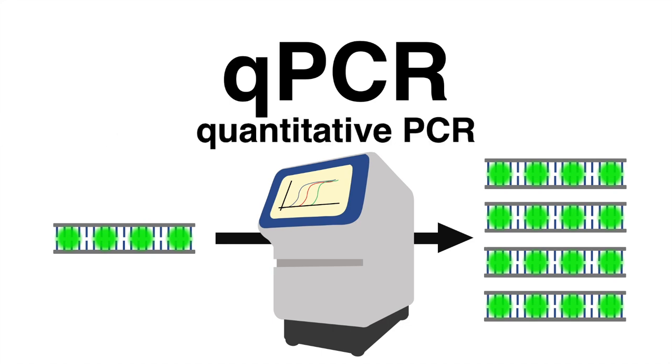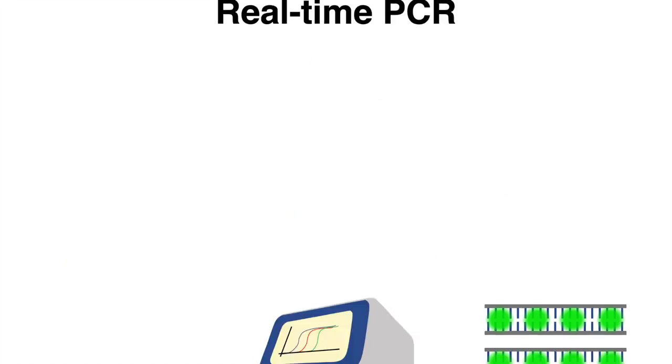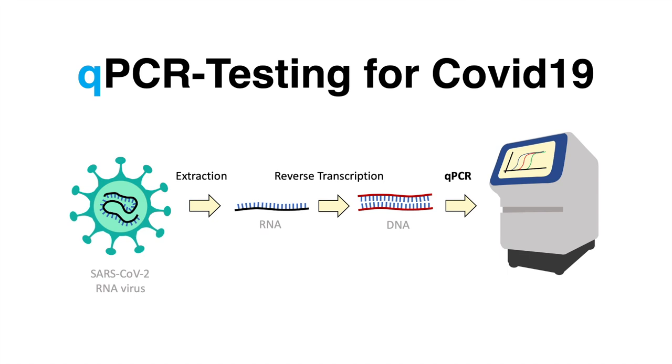qPCR, quantitative PCR, or real-time PCR is an effective technique to quantitatively determine the presence of a target sequence or gene in a sample. Up to date, qPCR is the gold standard method to test patients for viral infections such as COVID-19. For that, a swab is taken which may contain viral material.